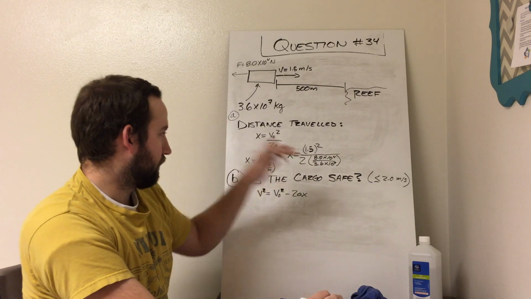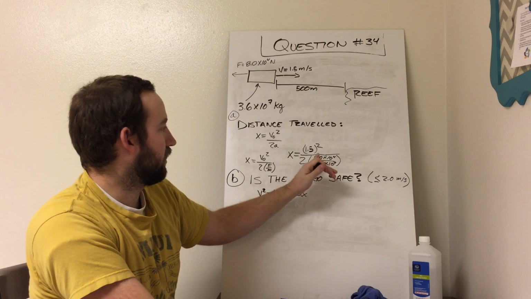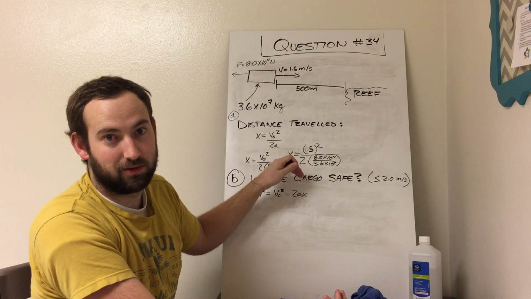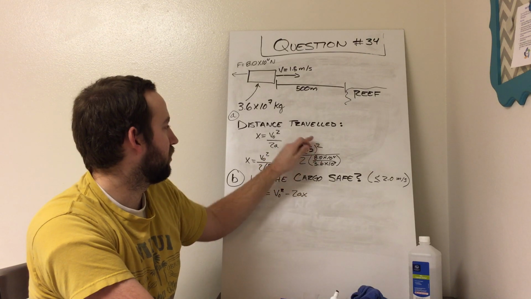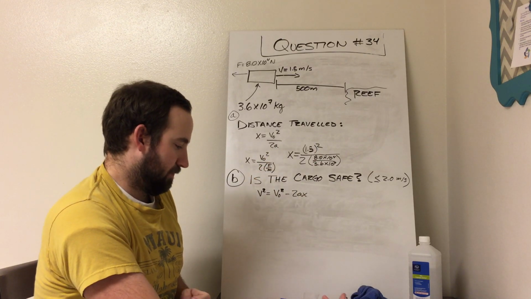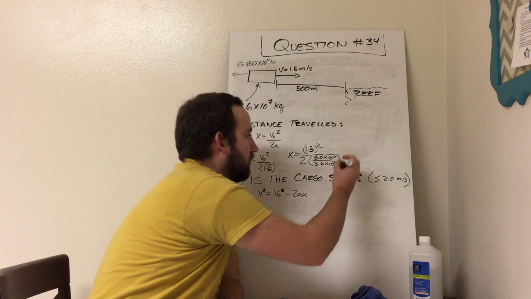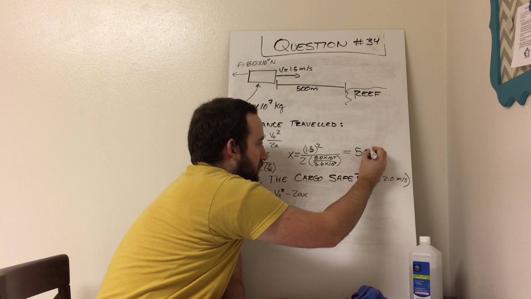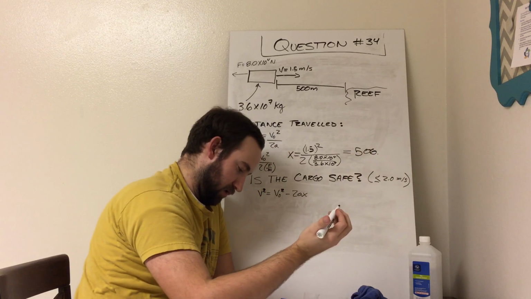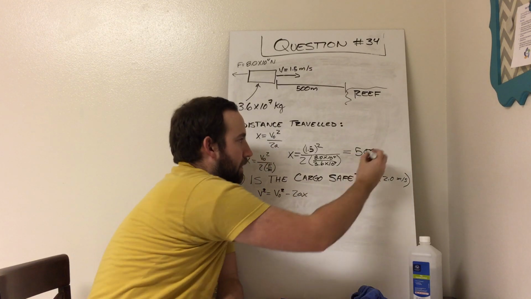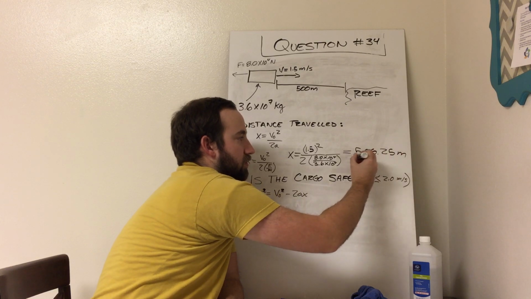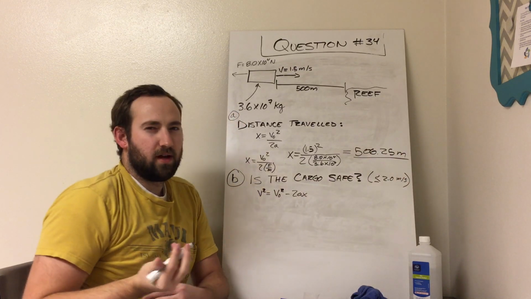Now that we've filled everything in, the only variable in the whole equation is x, so we can just solve it using simple algebra. You put that into your calculator, and you end up getting that x equals 506.25 meters. So what does that mean?